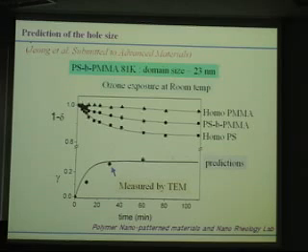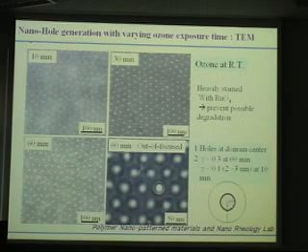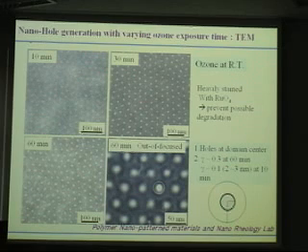If we increase the ozone time, first the hole size increases. Then after about 30 minutes, the hole size becomes a steady value. This was measured by TEM. Actually, the prediction and the actual measured value are very close. These are the TEM pictures. Of course, at 10 minutes we only see 2 or 3 nanometers, so small. But at 30 minutes or 60 minutes, you can see about 6 or 7 nanometers here.